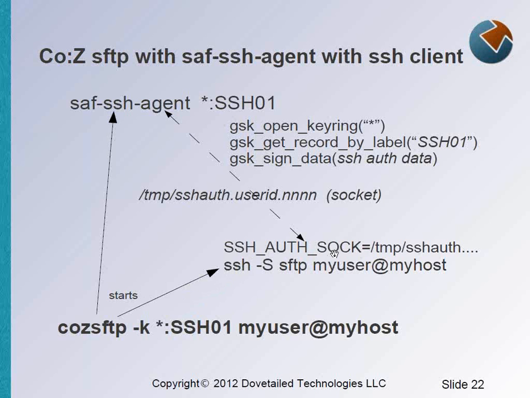But when it does that, it sets an environment variable that points to the socket name so that now SSH knows, okay, this is the socket I talk to my agent on. And then the agent, our program, uses the system's SSL library, the GSK APIs, to do the keyring operations. In particular, we call this thing called sign data, which drives down through ICSF down to the coprocessor if you have one, and makes the signature without reading the key. Okay.